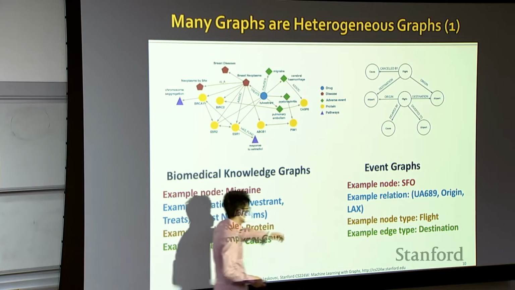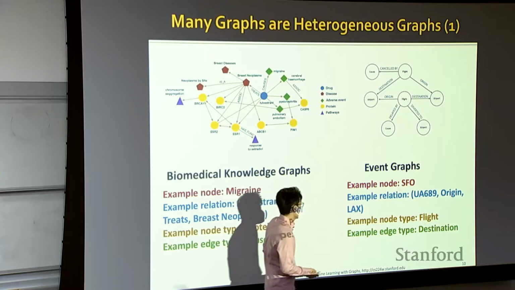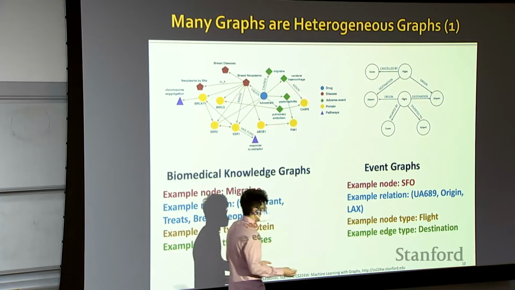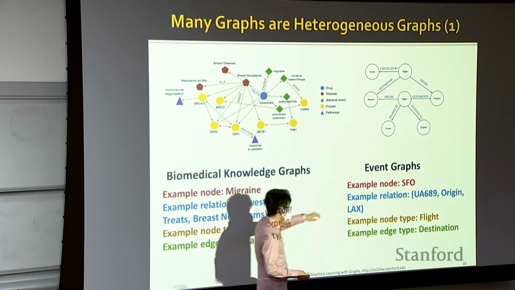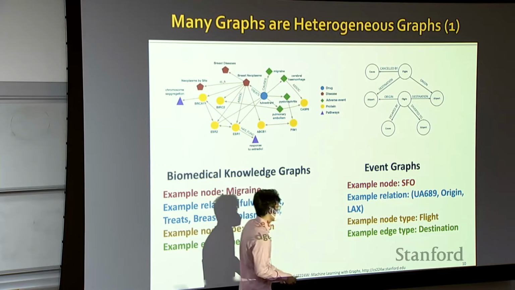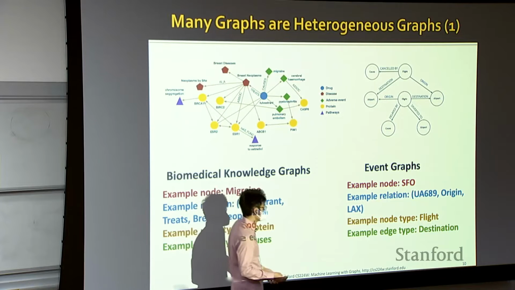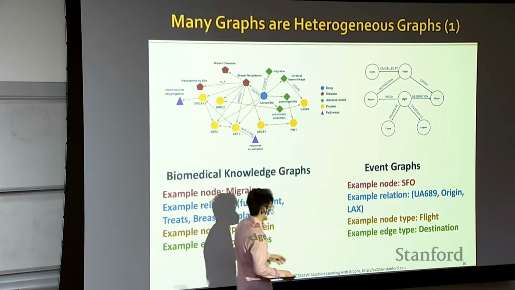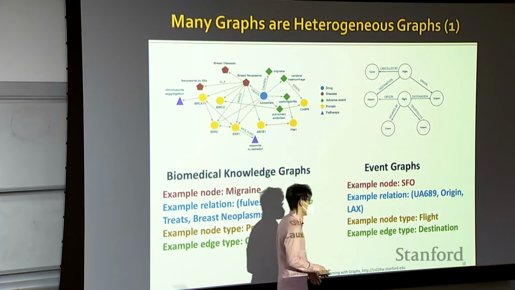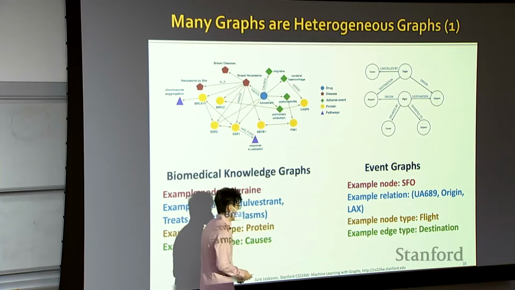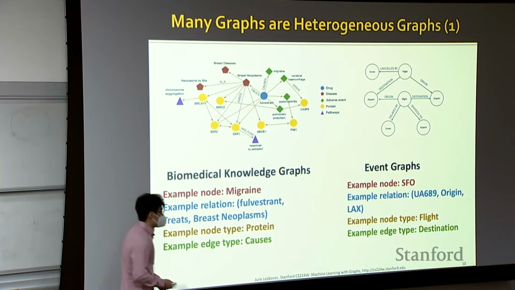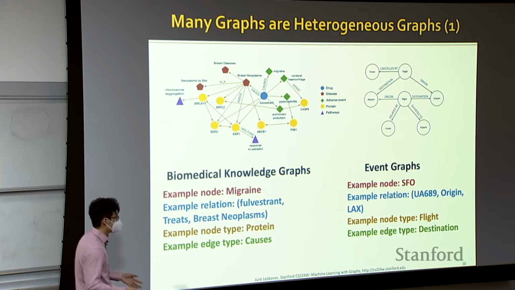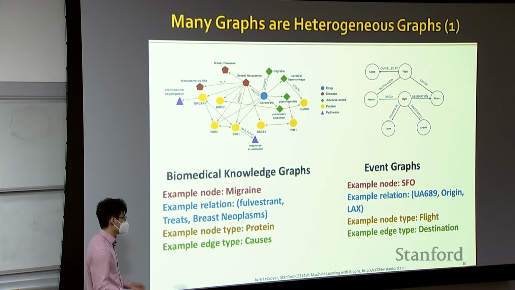Another example is this event graph, where say an airport, SFO, is one type of node. We can capture the relationship between a specific flight that originates from this airport. In this case, we can have a node type of flight and then an edge type of destination. So in a lot of real scenarios, you can describe a graph together with the type of the nodes and edges.